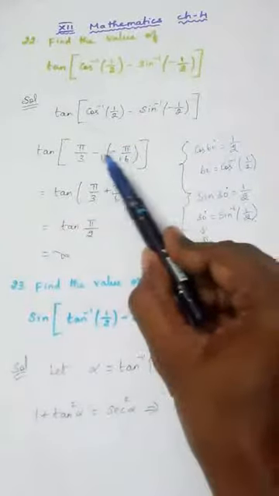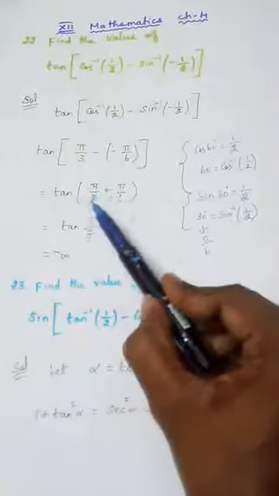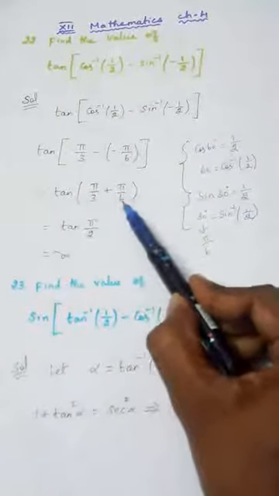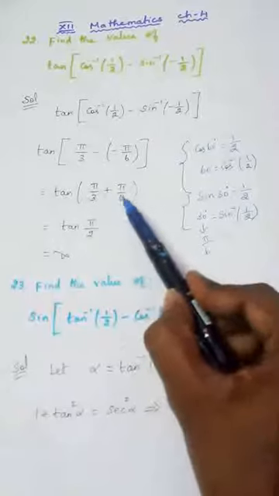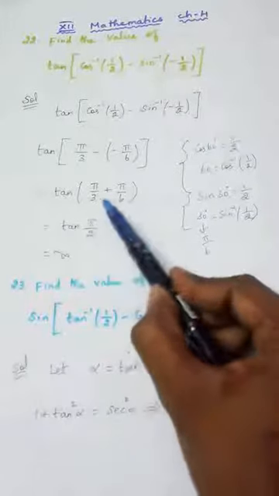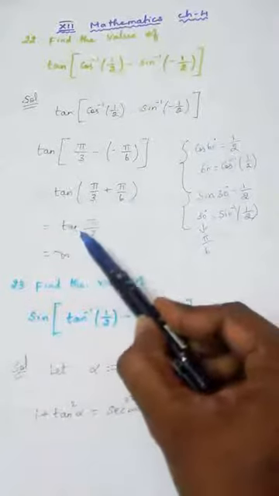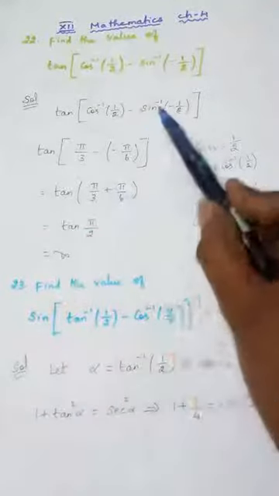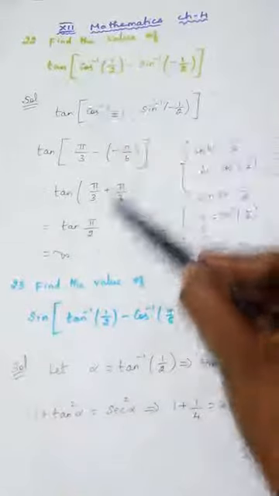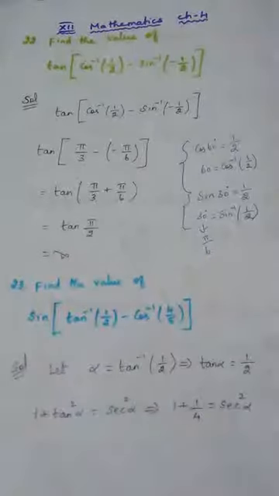Now if you combine this, it becomes plus. So pi by 3 is 60 degree. Pi by 6 means 30 degree. 60 plus 30 is 90 degree. And we know very well tan 90 is infinity. So the answer for the value of this expression is infinity.